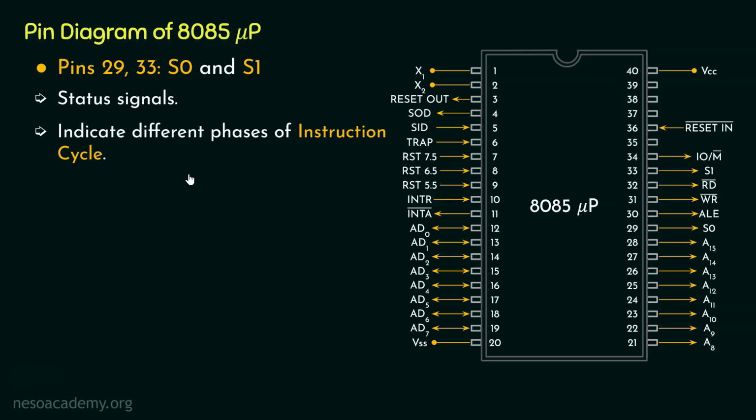That is, the execution of an instruction is not only a single phase, it is an instruction cycle altogether. And the microprocessor is going to indicate the different phases via these two status lines.